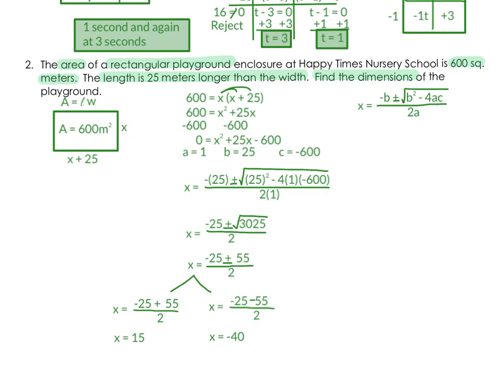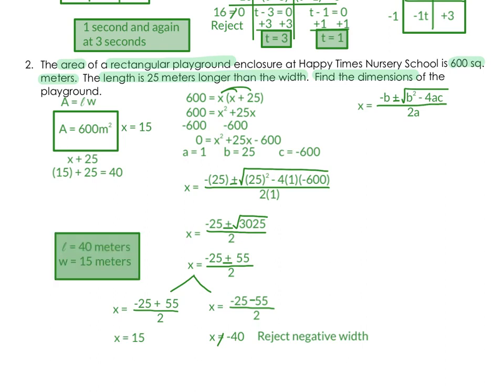So over here I'm going to reject this, but I always write down why I'm rejecting it. So to the side, I just wrote reject negative width. Can't have a negative width. So now what did I solve for? I solved for x. So up here, I can change this x to equal 15. And in this one, I can change it to 15 plus 25. So in my diagram, I can see that x is 15 and the length there is 40. So off to the side now, I'm just going to write my final answer. The length of the rectangular playground is 40 meters and the width is 15 meters.